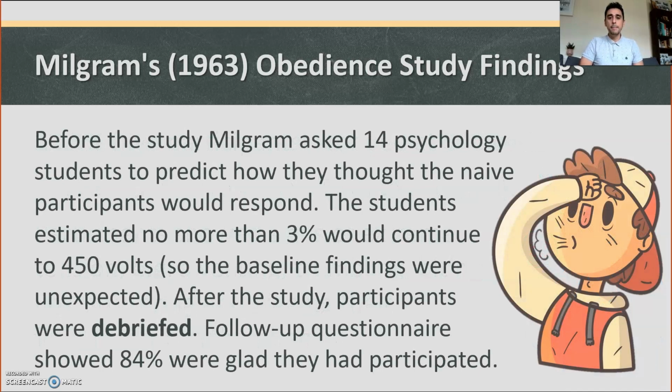Before the study, Milgram asked 14 psychology students to predict how they thought the naive participants would respond. The students estimated no more than 3% would continue to 450 volts. So the baseline findings were very unexpected.